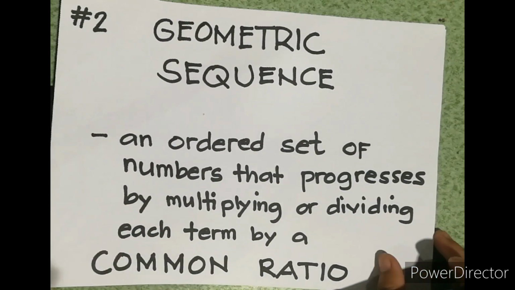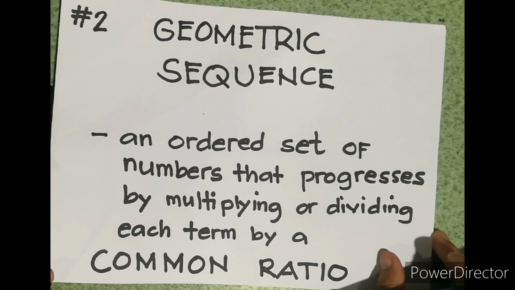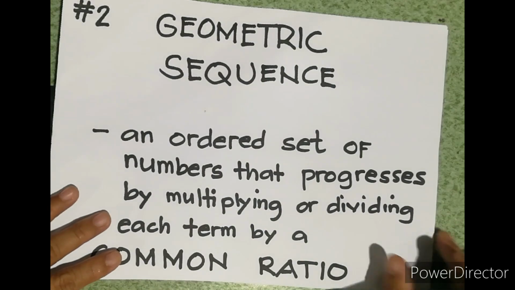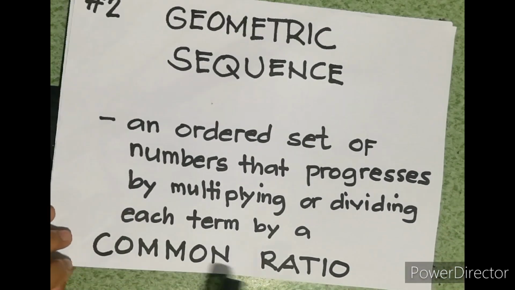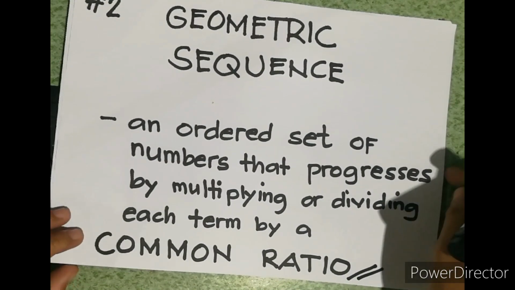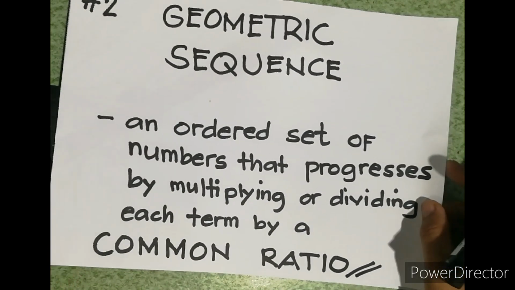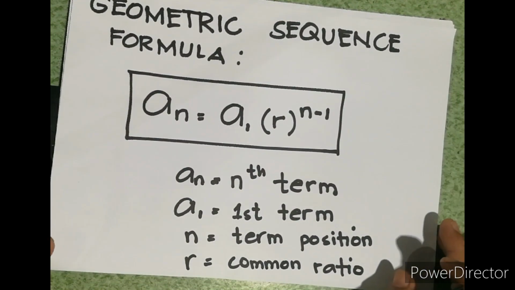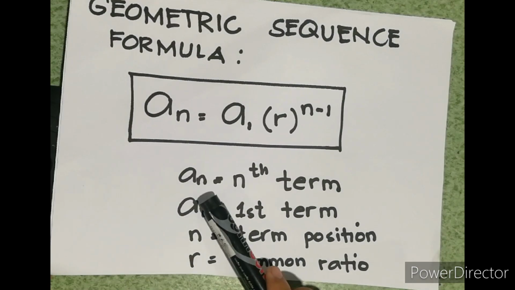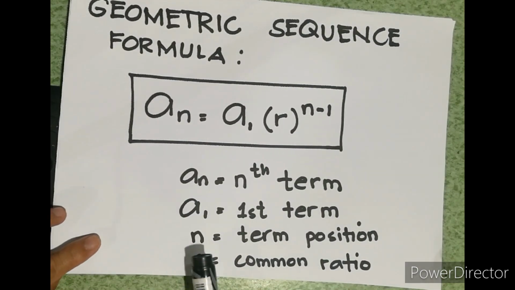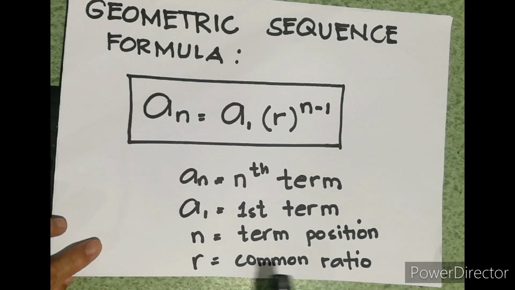So, ano naman kita? Aton nga lesson number 2 is about geometric sequence. So, ano ang geometric sequence? It is an ordered set of numbers that progresses by multiplying or dividing each term by a common ratio. So, ang ginatawag na common ratio. May ara kita nga formula, or the general formula for geometric sequence: a sub n equals a sub 1 times r raised to n minus 1. This a sub n is your nth term, a sub 1 is the first term, n is the term position, and r is the common ratio.